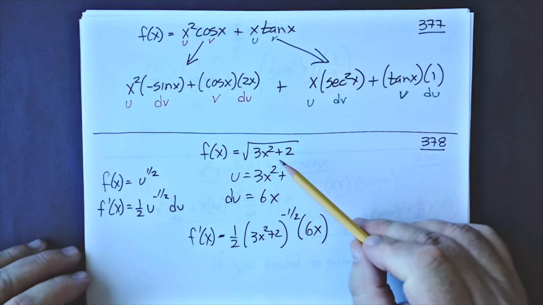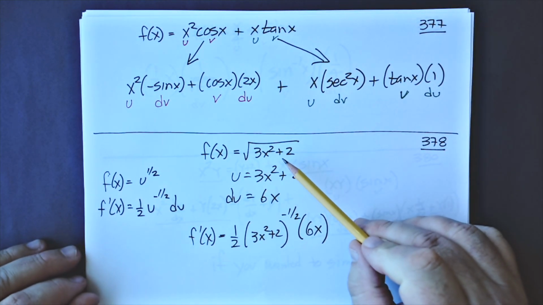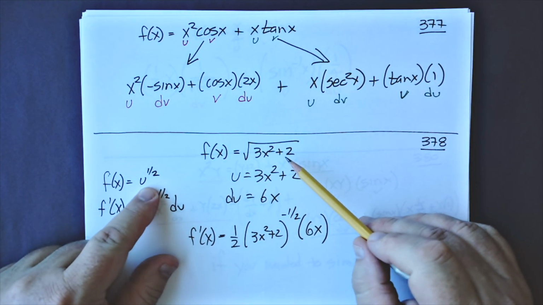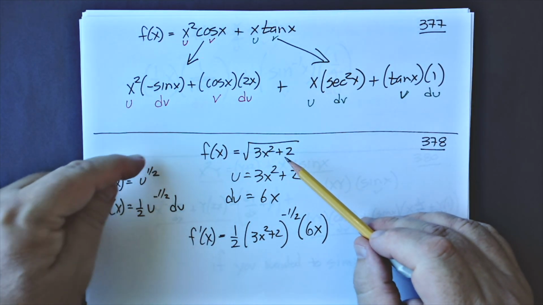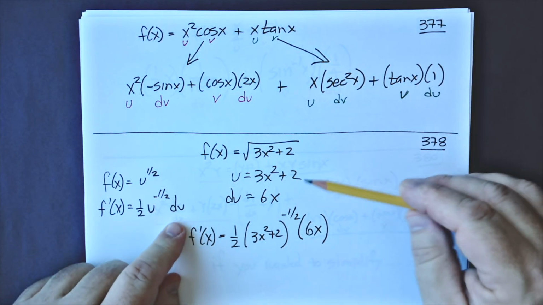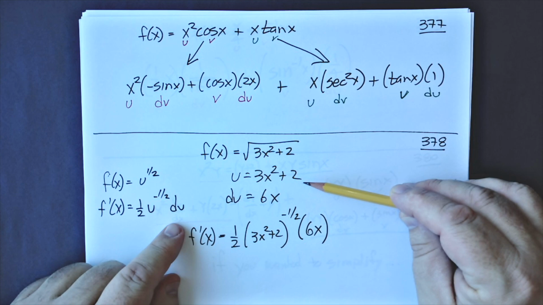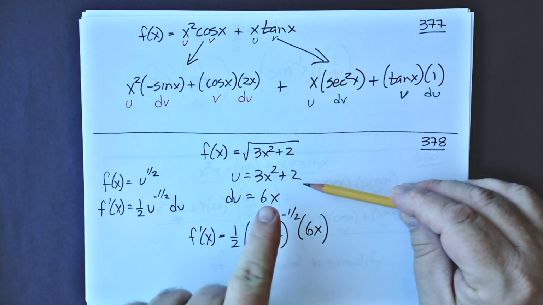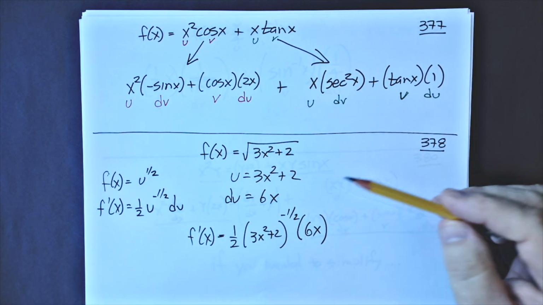378, another chain rule problem. This is a u to the 1/2 problem. So the derivative of u to the 1/2 is 1/2 u to the negative 1/2 du. U in this case is 3x squared plus 2, so my du for that would be 6x. So I can plug all that in there.